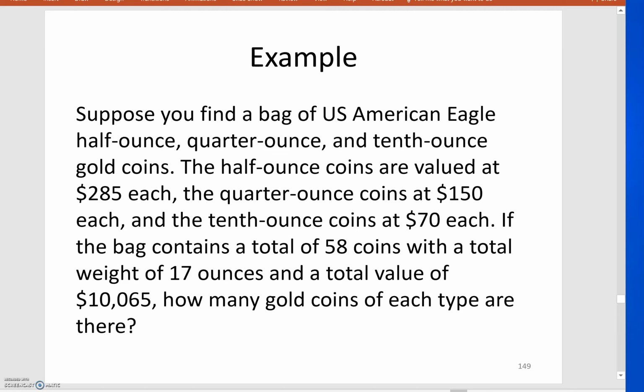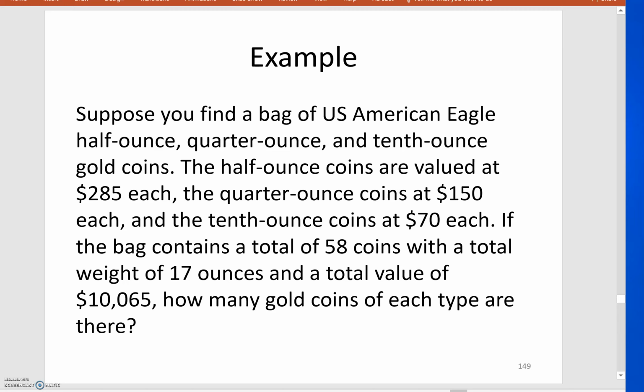Suppose you find a bag of U.S. American Eagle half-ounce, quarter-ounce, and tenth-ounce gold coins. The half-ounce coins are valued at $285, the quarter-ounce coins at $150 each, and the tenth-ounce coins at $70 each. The bag contains a total of 58 coins with a total weight of 17 ounces and a total value of $10,065. How many gold coins of each type are there?